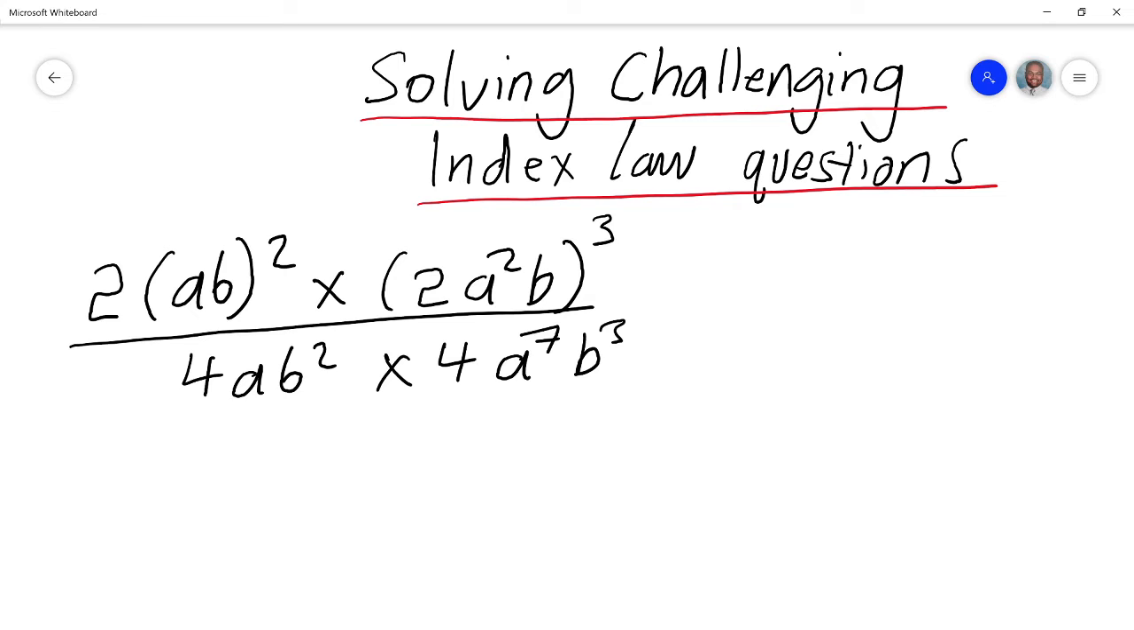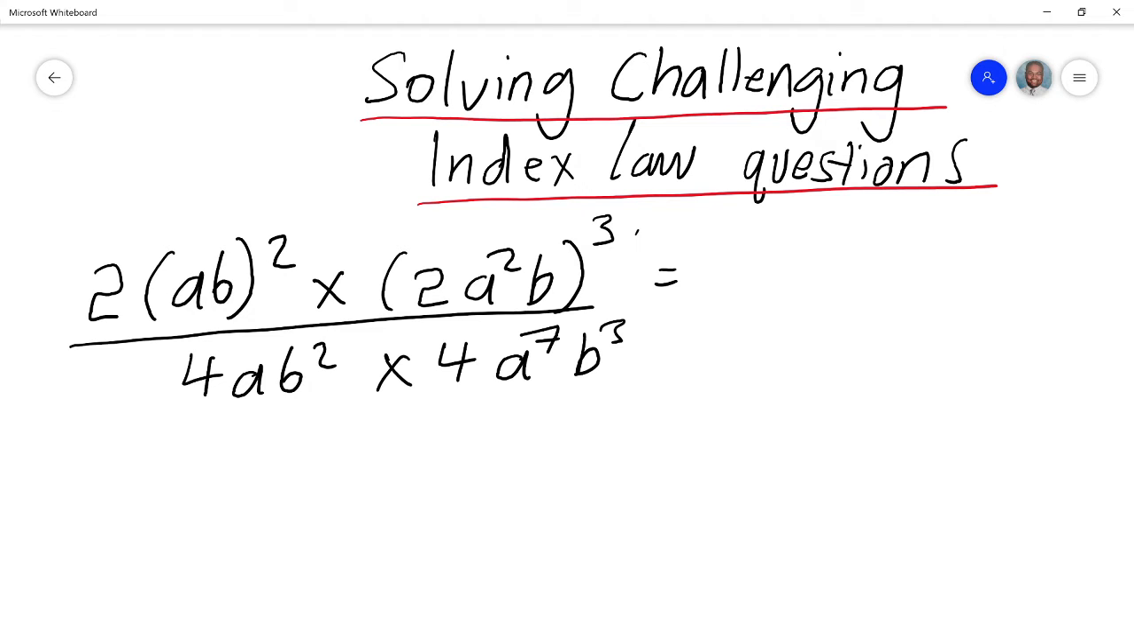All right, so if you look at this first question here, you've got (2ab)^2 times (2a^2 b)^3, over 4ab^2 times 4a^7 b^3. All right, so what I normally do is whenever I see a question where I've got brackets, the first thing I need to do is simplify what's in my bracket. If you look at this question carefully, you will see that I need to simplify (ab)^2.